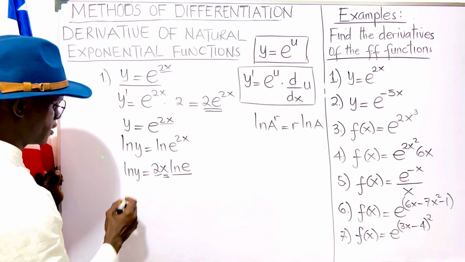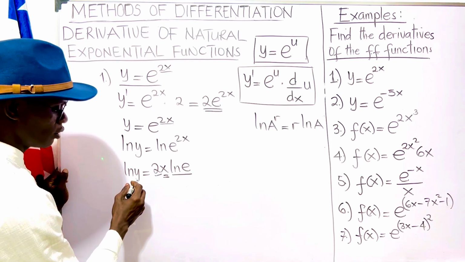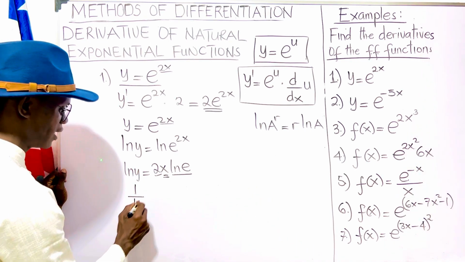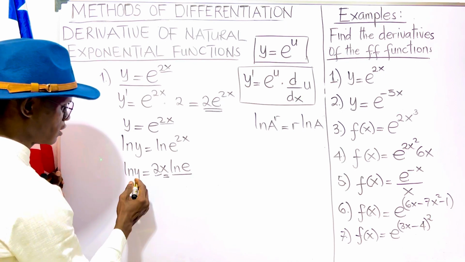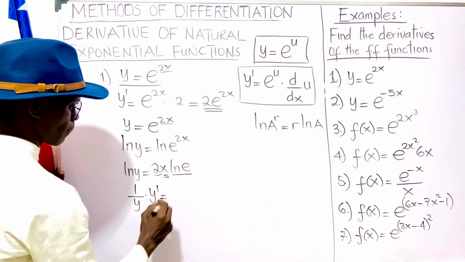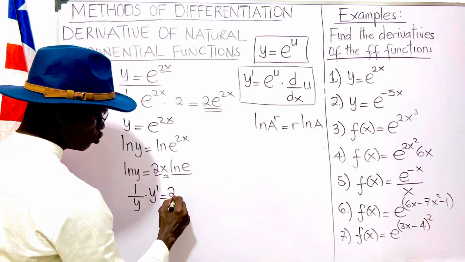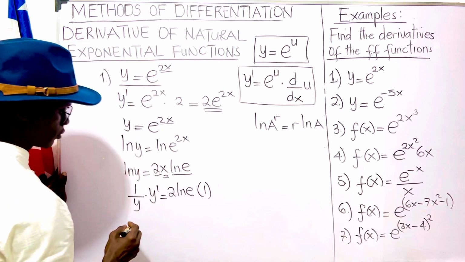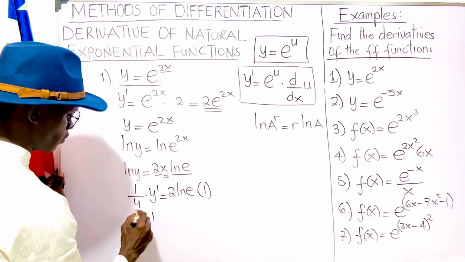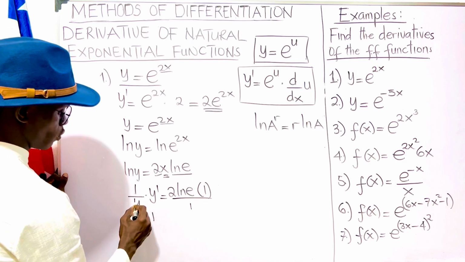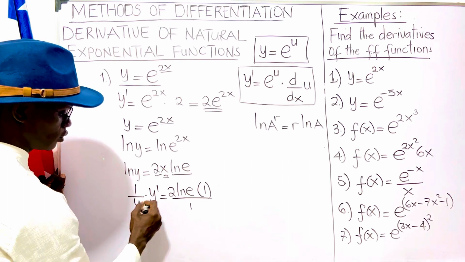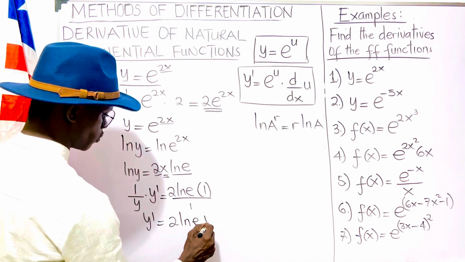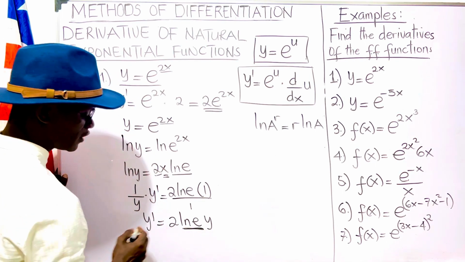So let's differentiate. To differentiate a natural logarithm, we say 1 over whatever function you have, 1 over y, times the derivative of that function. The derivative of y is just y prime. Now, we hold the constant 2 ln of e. We differentiate x, we get 1. So y prime, cross multiply: y prime times 1 is y prime, and y times this numerator is 2 ln of e times y. What is ln of e?